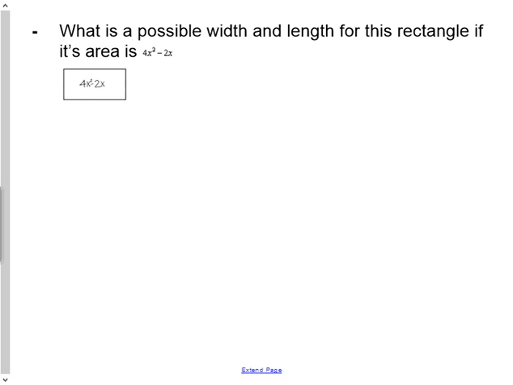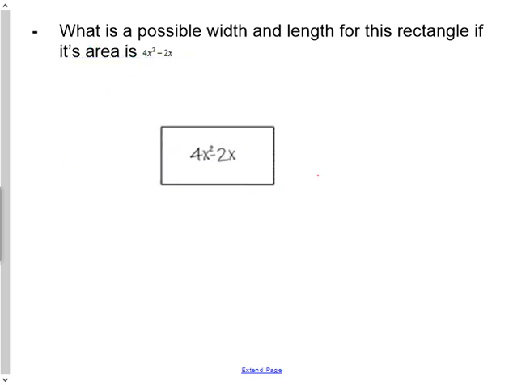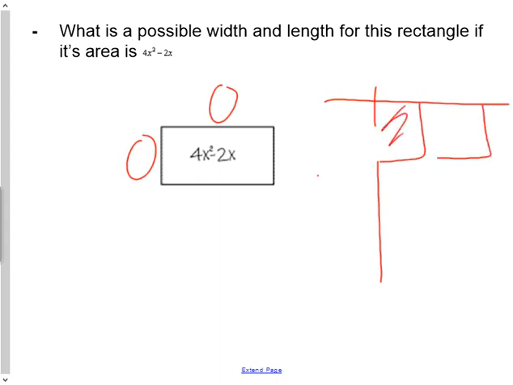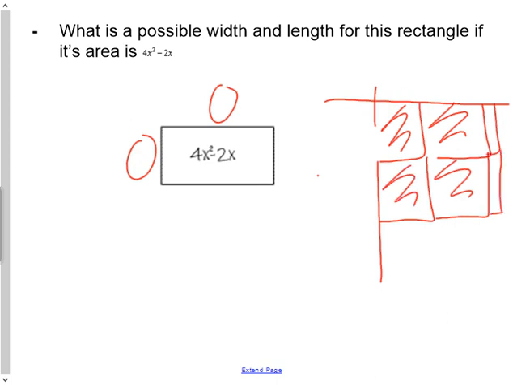Your next question says, what is a possible width and length for this rectangle if the area is 4x squared minus 2x? So again, the question really is, what side length multiplied by this side length would give me this. So if I think back to when we modeled it, I put 4x squared and a minus 2x and a minus right there. So there would be an example of my answer.